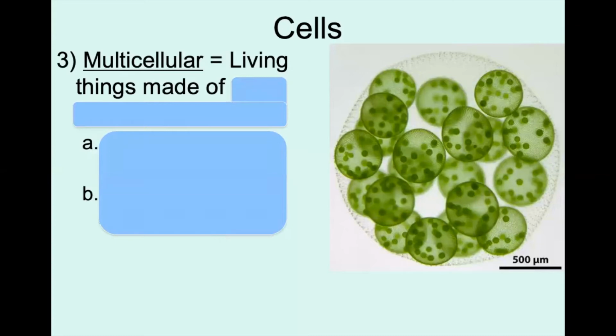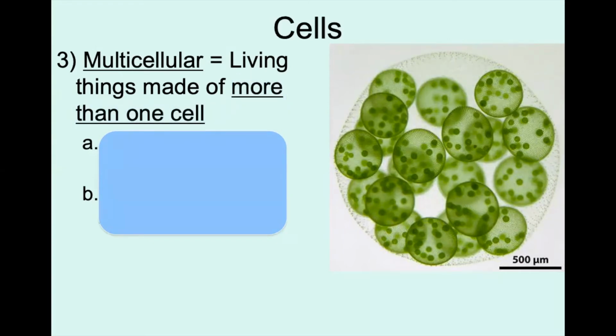Multicellular, multiple, more than one. Cellular, meaning one organism, one living thing, and it is made up of a bunch of cells. That's you. You are multicellular, made up of more than one cell. You have skin cells, you have brain cells, you have liver cells, kidney cells, the list goes on.